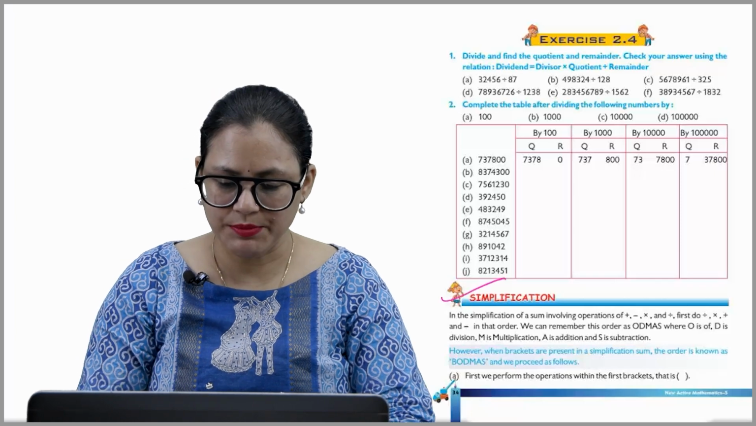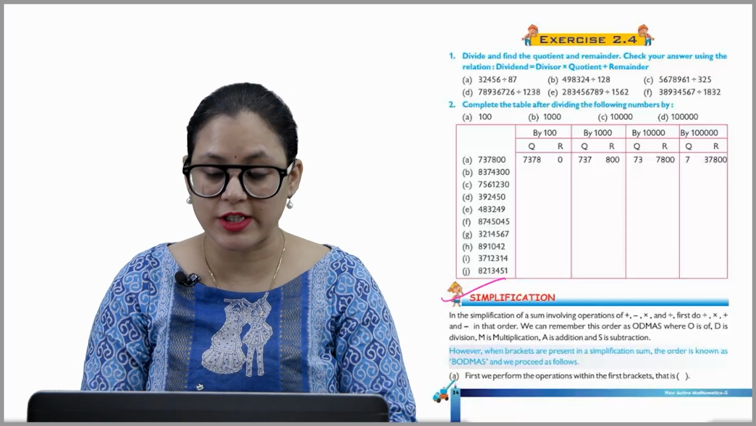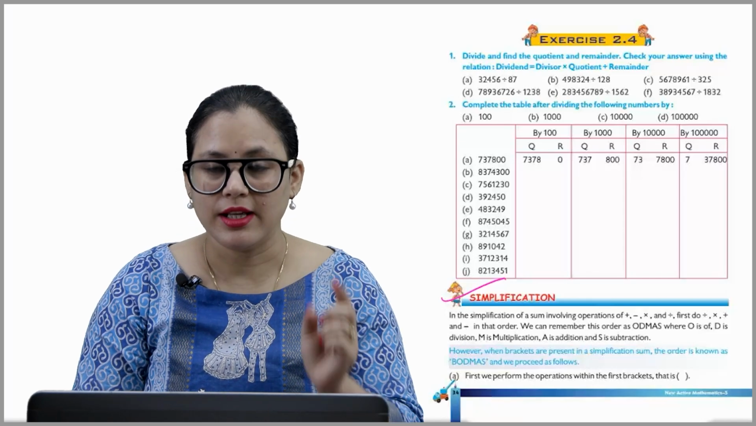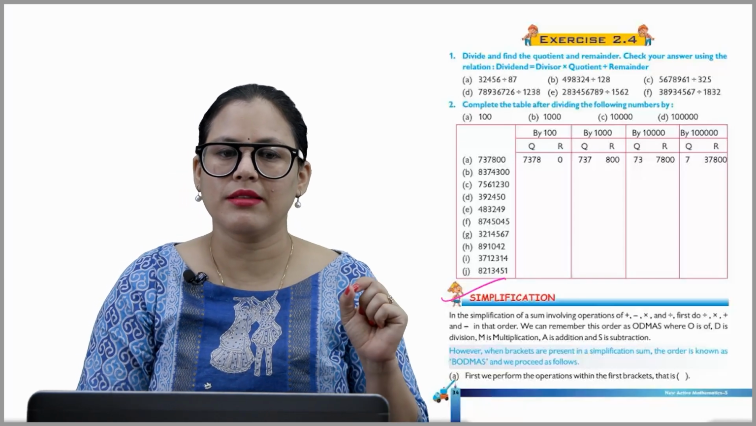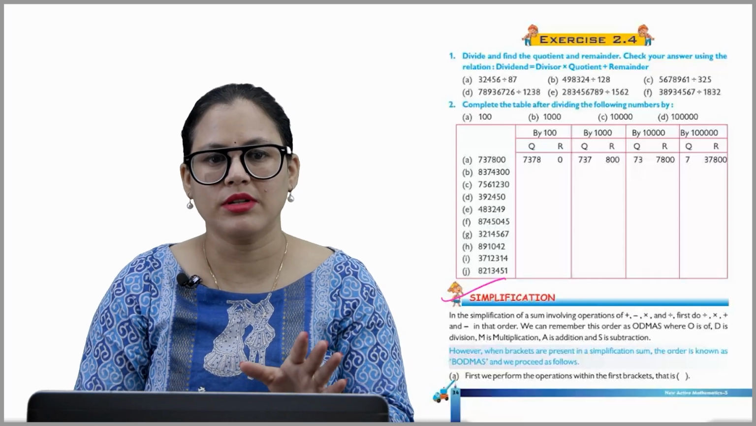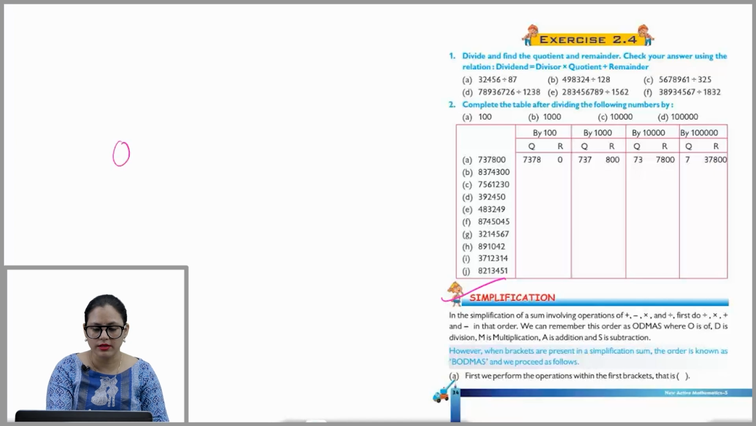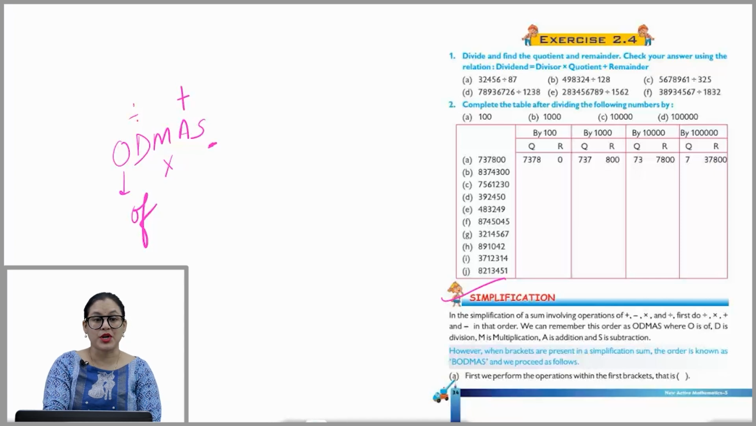Simplification. In the simplification of a sum involving operations of plus, minus, multiplication and division, first do division, then multiplication, then addition, and at last subtraction, in that order. We can remember this order as ODMAS, where O means of, D means division, M stands for multiplication, A stands for addition, and S stands for subtraction. So we have to follow this order.